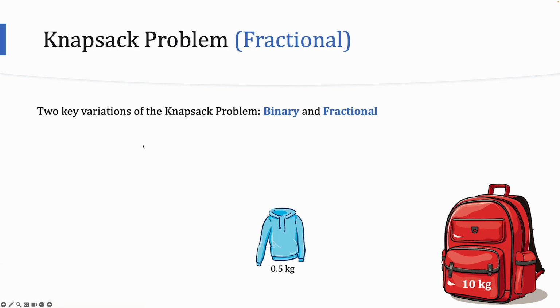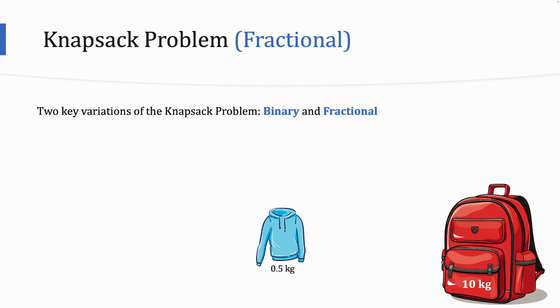Okay, so the next thing I want to talk about here is the two key variations of the knapsack problem. We have the binary and fractional variants of the knapsack. In the binary knapsack, you can either take an item or you can leave it. So you take the item completely or leave it entirely. It's a take it or leave it kind of situation here.